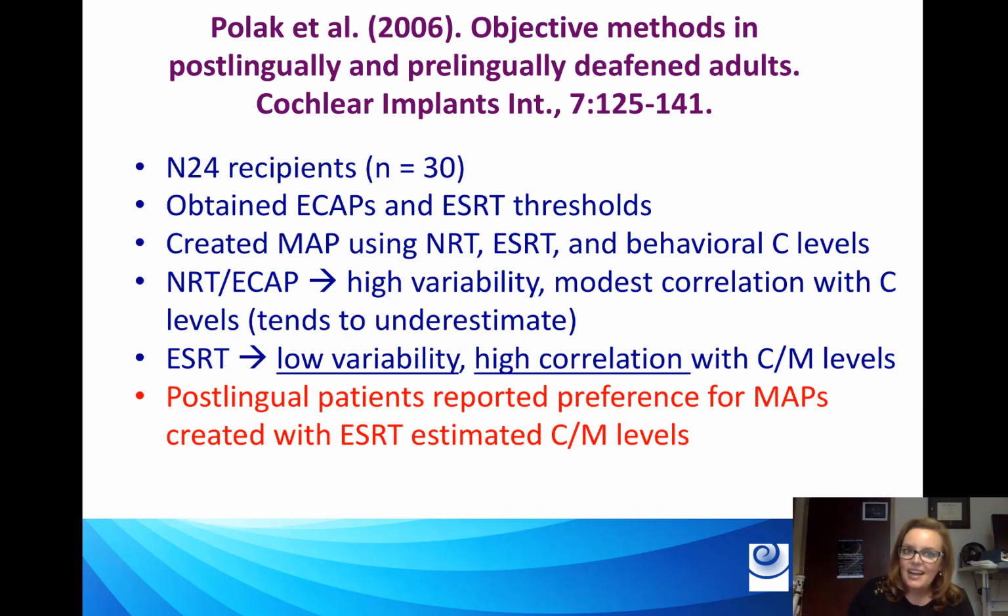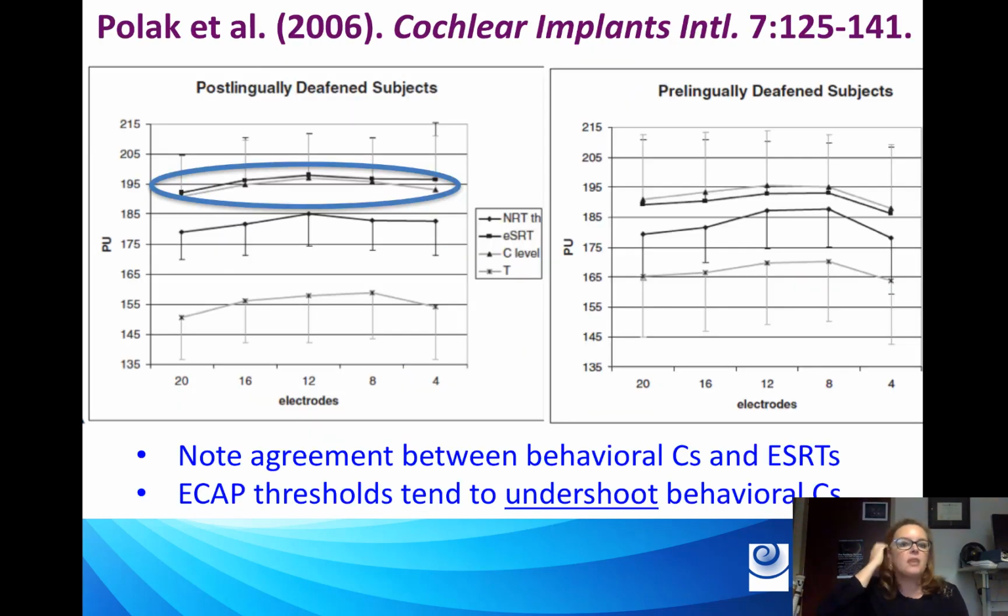But on the flip side, the prelingually deafened patients did not prefer the ESRT maps, and I'm going to show you why on this next figure. So what we're looking at on this figure is we have on the left, the postlingually deafened subjects, and then on the right, the prelingually deafened subjects. I want you to focus on the left for just a moment.